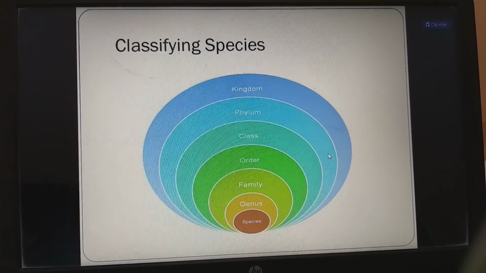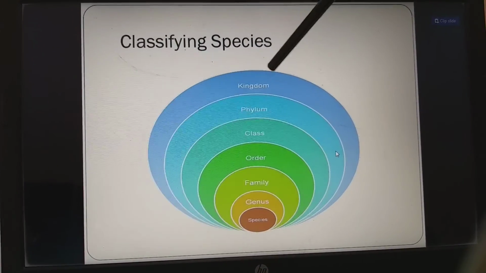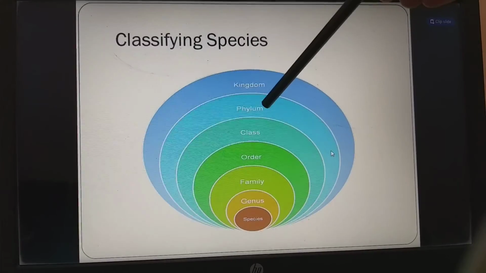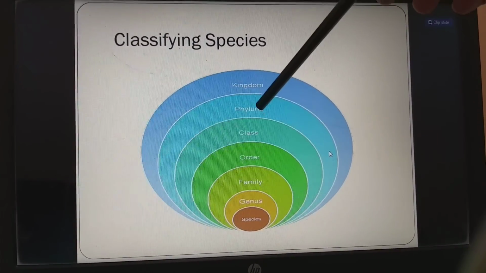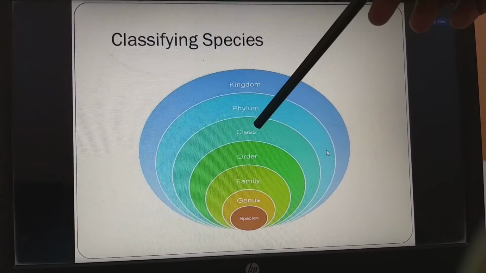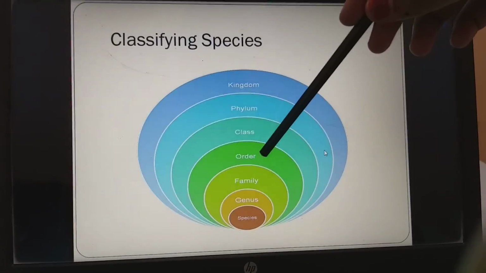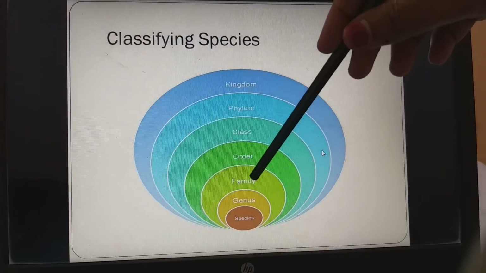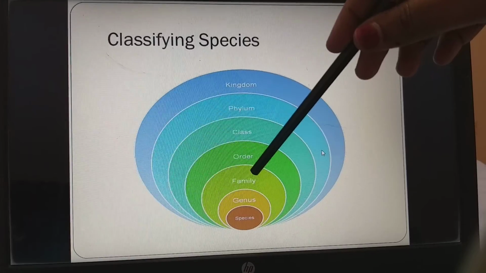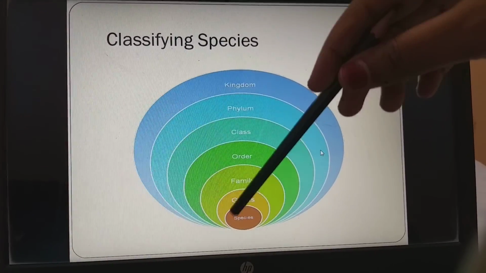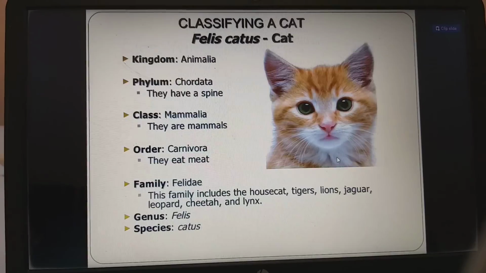Next, classification of species. We have already seen that a kingdom is divided into many phyla. Each phylum is divided into many classes. Each class is divided into many orders. Each order is divided into many families. Each family is divided into many genera. Each genus is divided into many species.